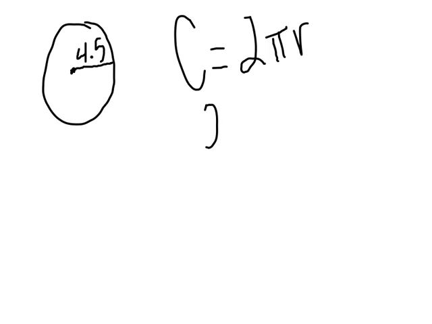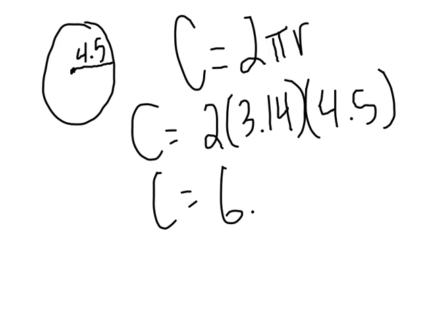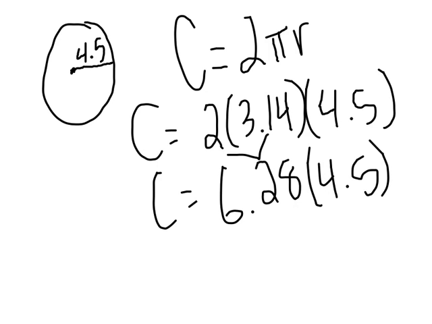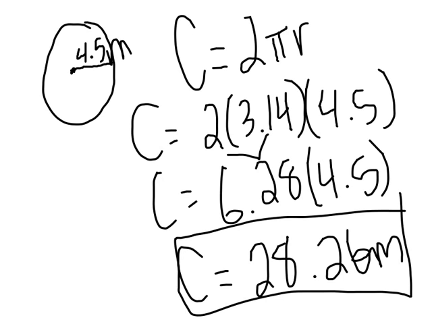So let's go ahead and plug in what we know. 2 stays the same. Pi is 3.14. And my radius is 4.5. And again, not typing anything into my calculator until I have this written down. So 2 times 3.14, going left to right like I always have, is 6.28. Now I'm going to multiply that by 4.5. And you should get, and let's say that these were millimeters, that your circumference is 28.26 millimeters.